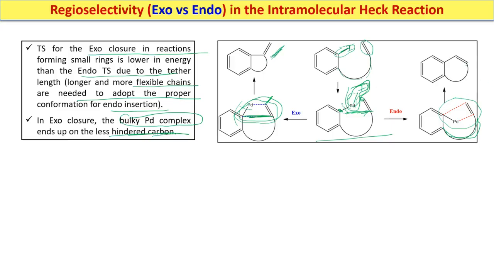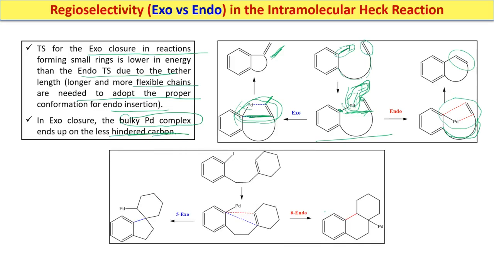But if it is the endo product, the final product, now the double bond is not protruding outside, it is a part of the ring. So that is why it is larger in size compared to the exo product. Now we will see the actual example. This is the previous one, that is the general structure.